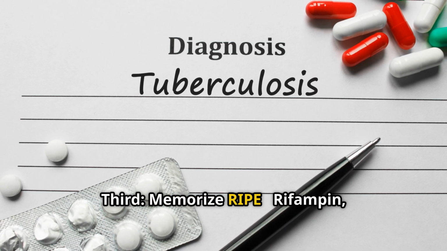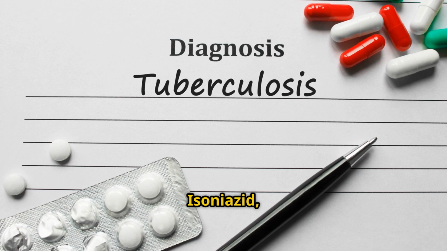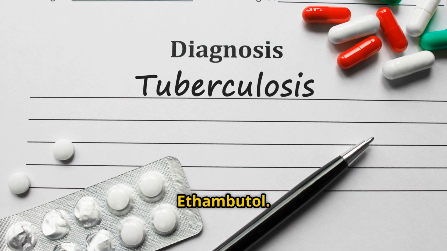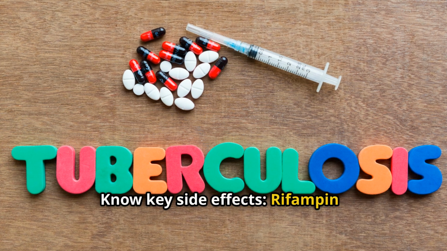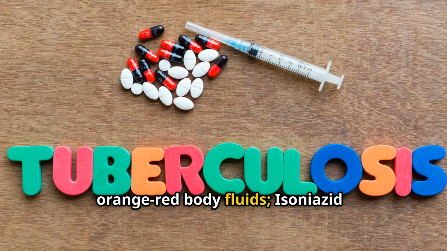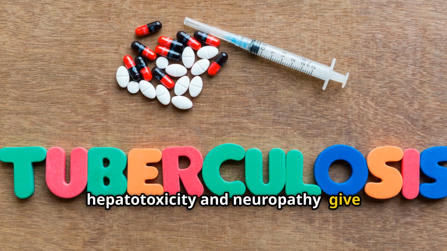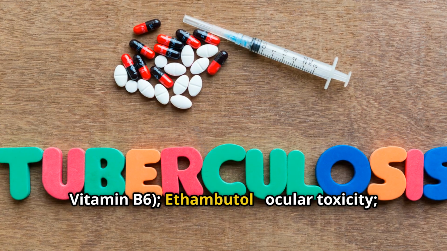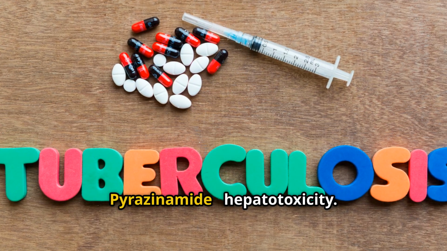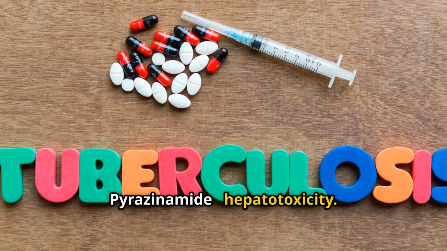Third, memorize RIPE: rifampin, isoniazid, pyrazinamide, ethambutol. Know key side effects. Rifampin: orange-red body fluids. Isoniazid: hepatotoxicity and neuropathy; give vitamin B6. Ethambutol: ocular toxicity. Pyrazinamide: hepatotoxicity.